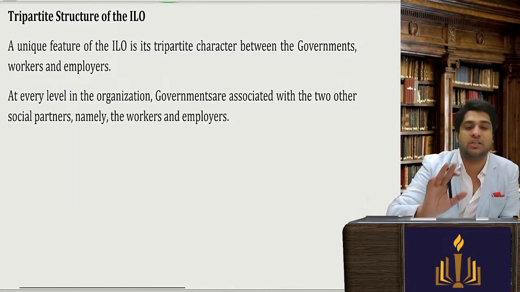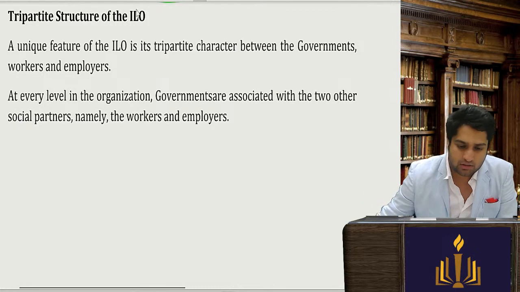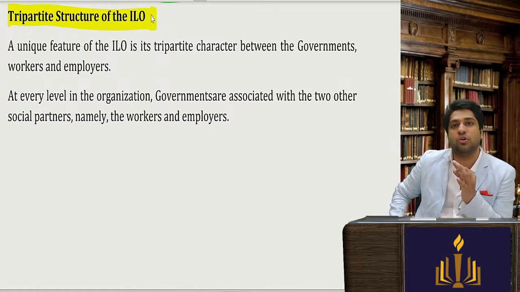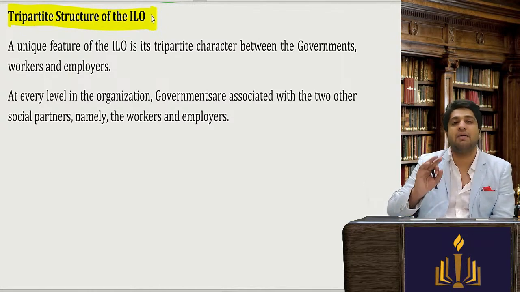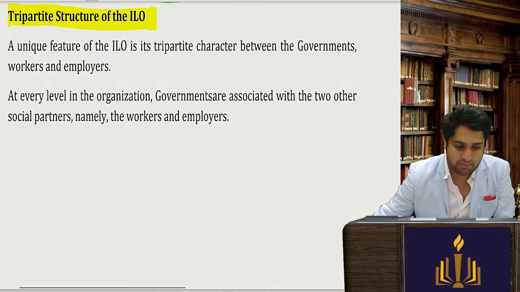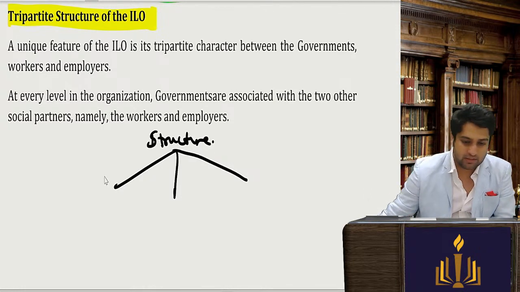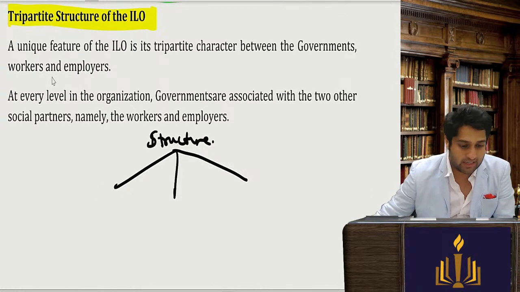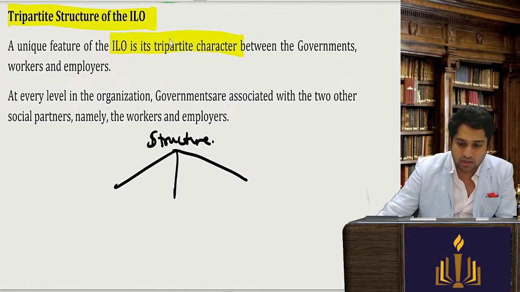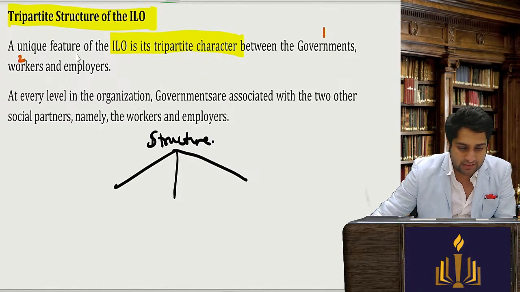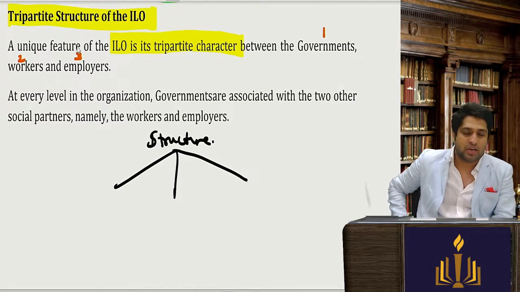The ILO structure is tripartite. The International Labour Organization is a tripartite structure. So what do you mean by tripartite? Tripartite means three parties. There are three parties to this particular ILO membership. Okay. So who will be the first one? So very simple. The unique feature of ILO is that it is a tripartite structure between the governments, the workers, and the employers.